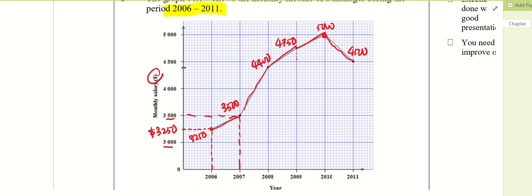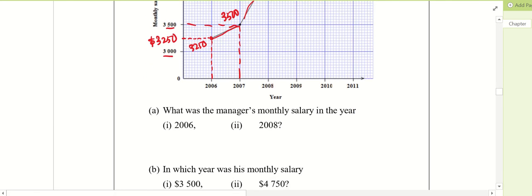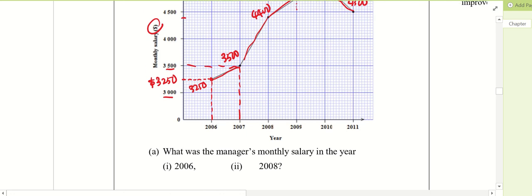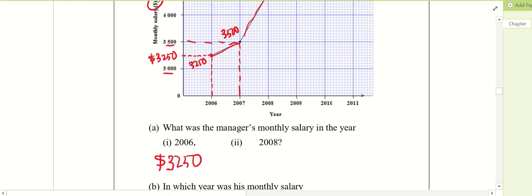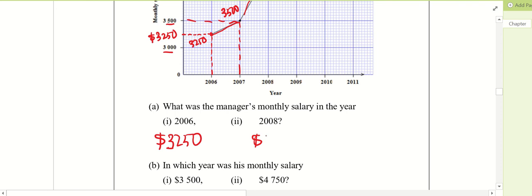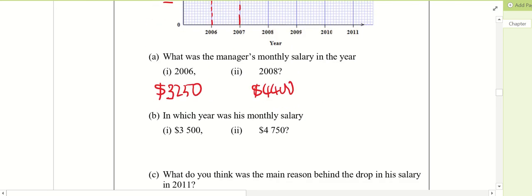If you look at the commercialized data, the graphs that companies put up for consumers, sometimes they do put the numbers there, right, for easy reference. Okay. So what was the manager's monthly salary in the year of 2006? Right, we have already done it. So it's 3,250. Don't forget your units, please. 2008, 4,400. Right.